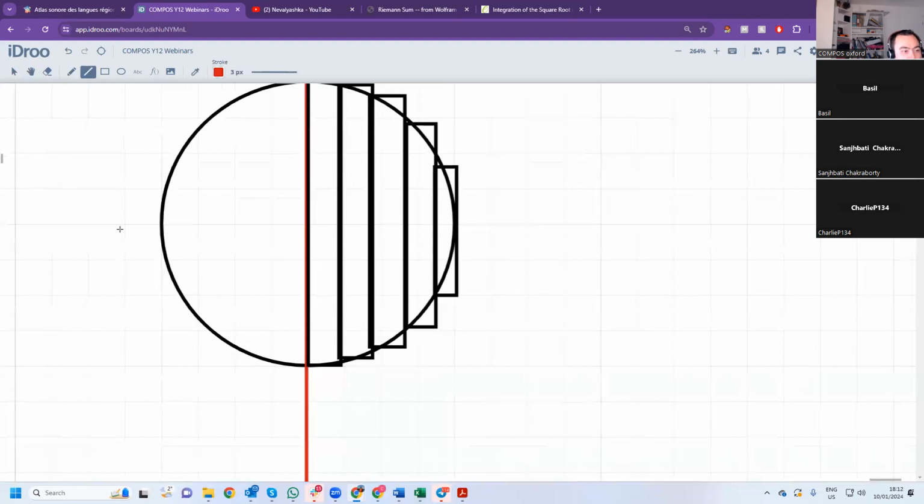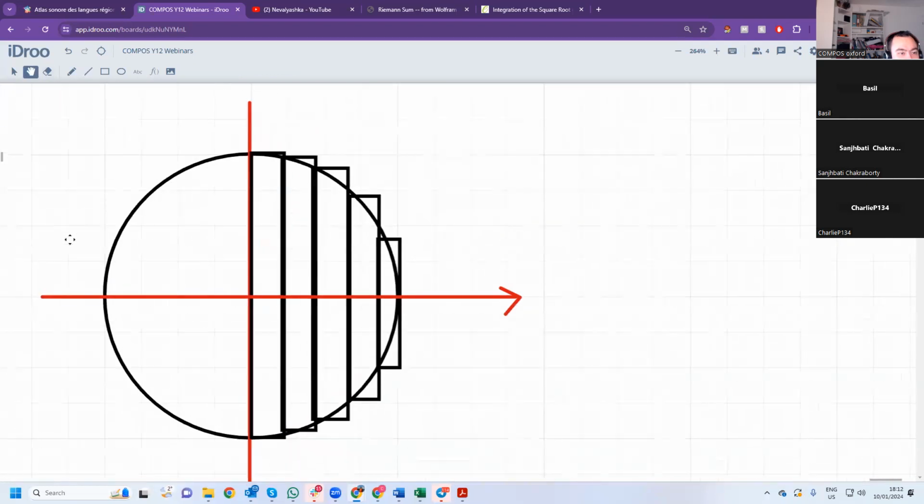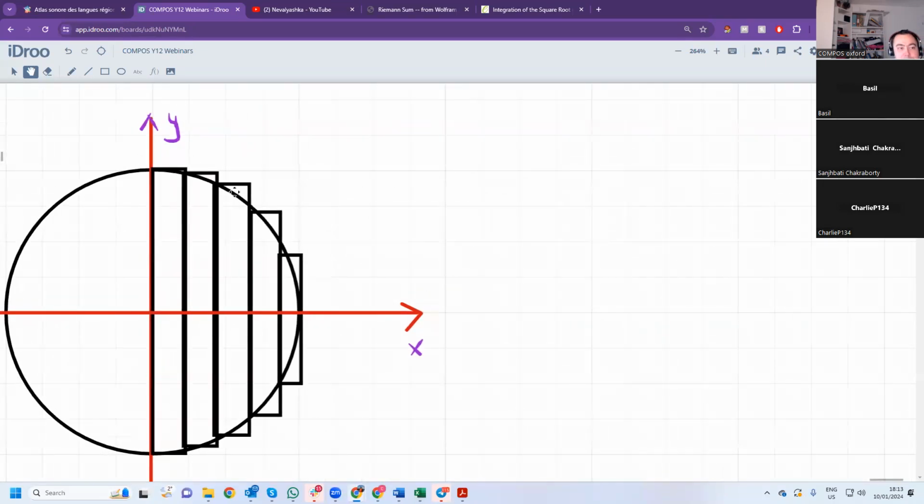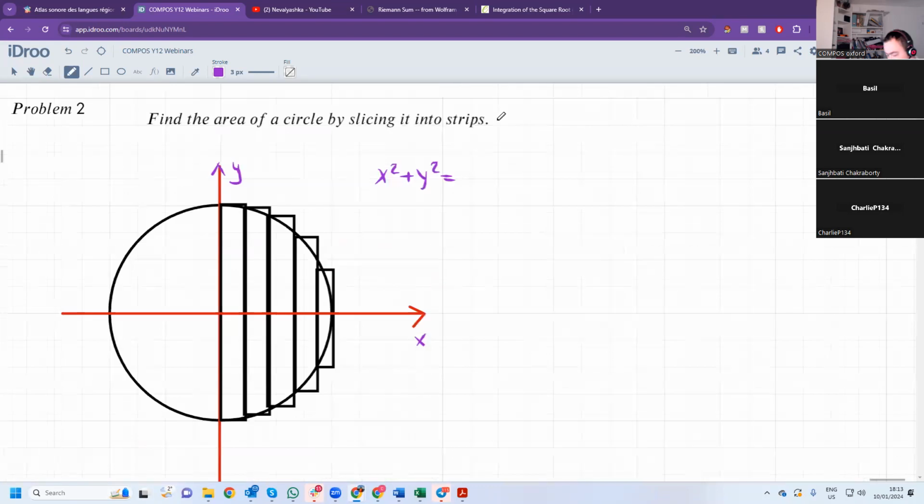Now I need the equation of the circle. So if this is x and this is y, you need the equation of the curve. And we know that the circle has equation x squared plus y squared equals. Now, do I want to make the circle of radius 1 or do I want to make a circle of radius r?